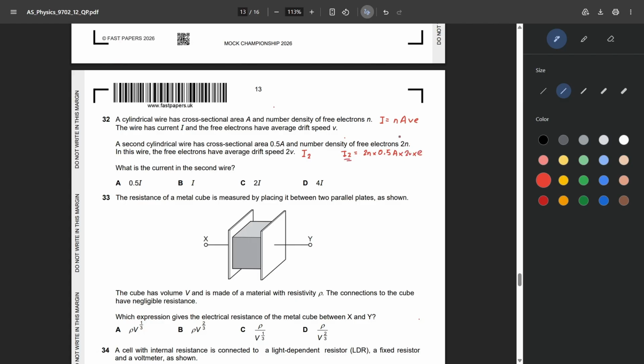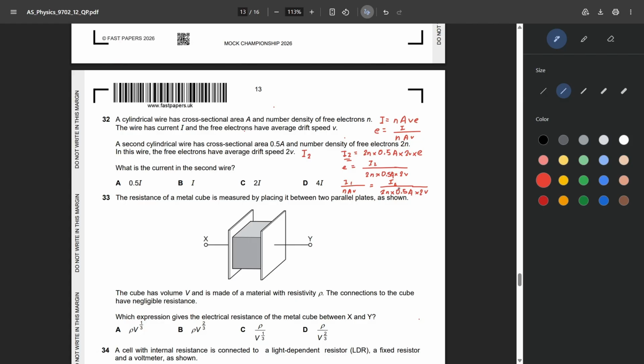Okay, so from these two equations, e, the elementary charge, is constant. If we equate both of these for e, the first e will be equal to I over n times A times v, and e over here is going to be I2 divided by 2n times 0.5 times 2v. So I1 divided by n times A times v is equal to I2 divided by 2n times 0.5 A times 2v.